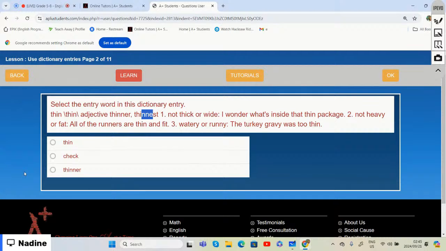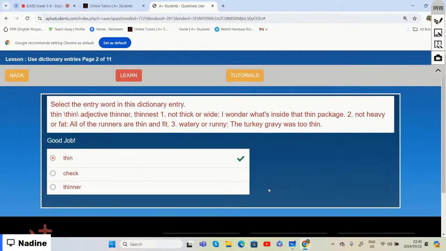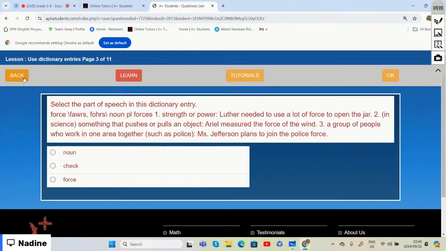All right, and if we were to look for that correct word, not three, only option one, right? Because one is the word that we are looking for. So only number one. So well done.